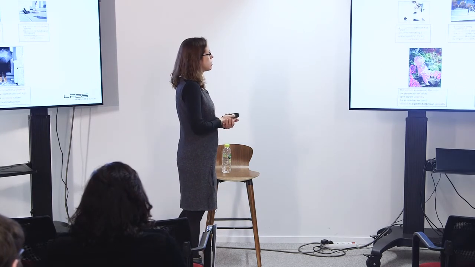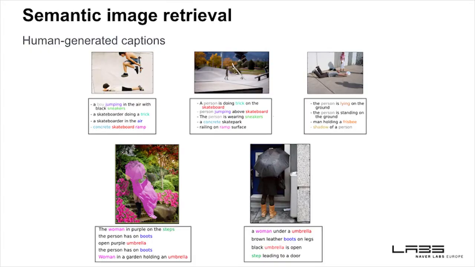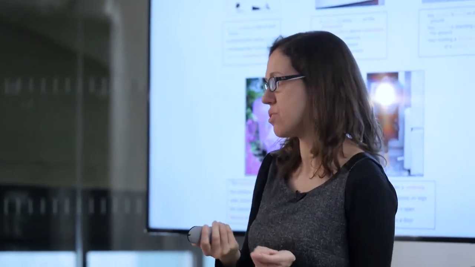So let's look at what the captions look like. Maybe it's a bit small to read from the back, but okay, let's look at the first image. We have a boy jumping in the air with black sneakers, a skateboarder doing a trick, a skateboarder in the air, and concrete skateboard ramp. If the text is similar, it means the images are semantically related. At least that's what our proxy ground truth tells us. I colored the words like this because remember we use a bag of words representation. So if you have the same color, it means the captions are similar.